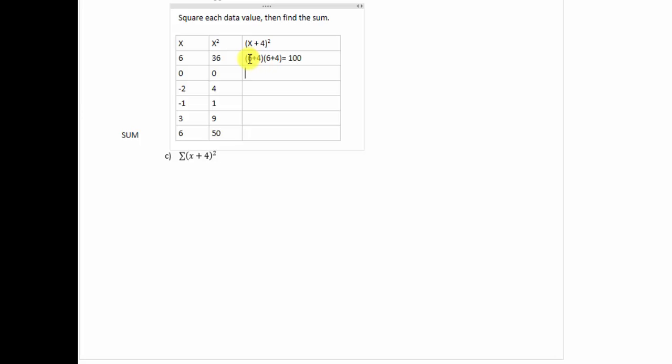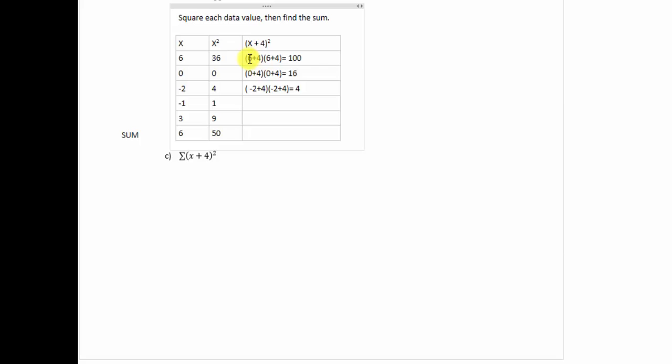Our next data value of 0 would mean 0 plus 4 times the quantity of 0 plus 4, and that would equal 4 times 4, or 16. The next data value is negative 2, so we have the quantity of negative 2 plus 4 times the quantity of negative 2 plus 4. So we have actually 2 times 2, which is 4.